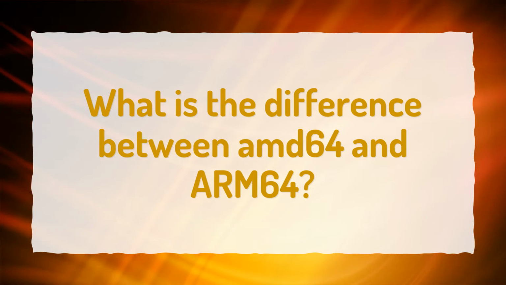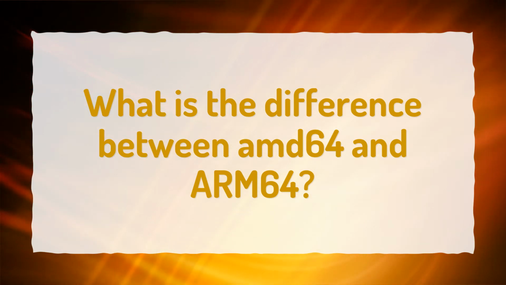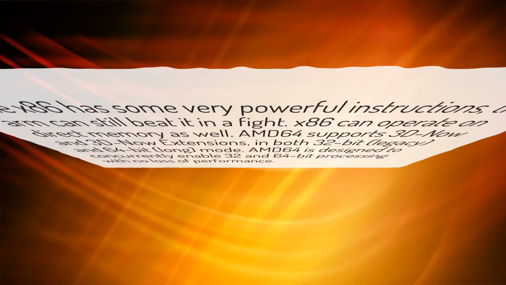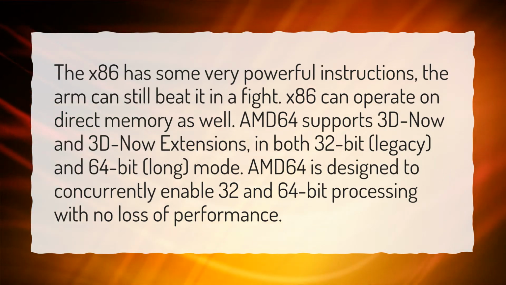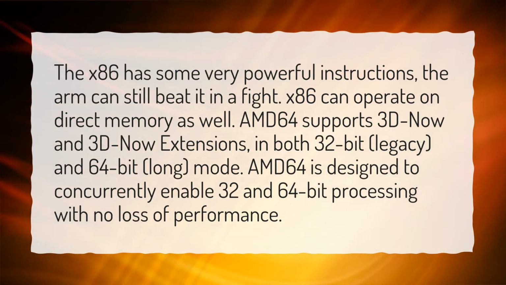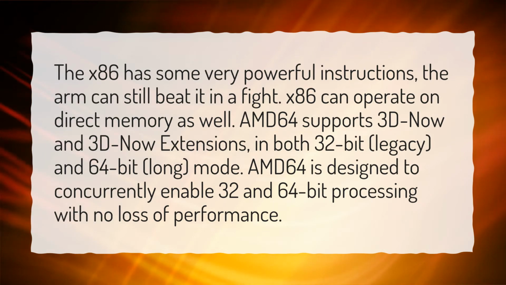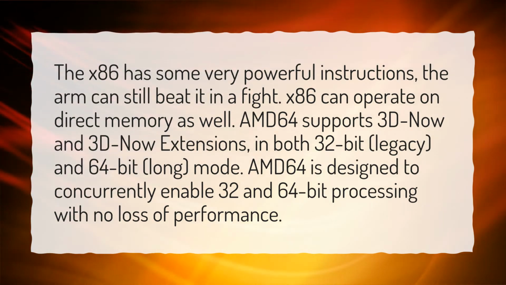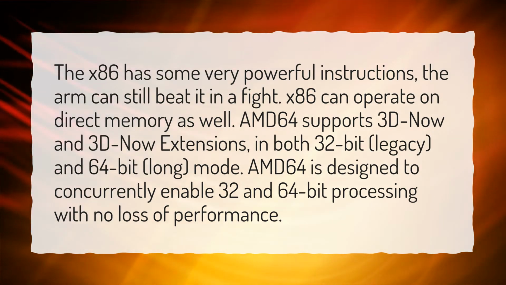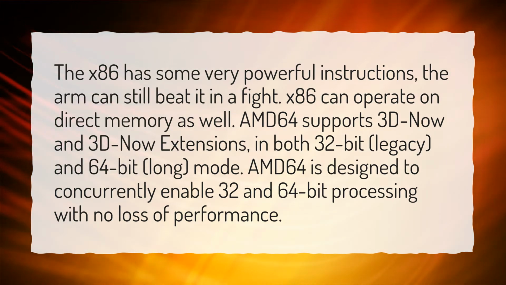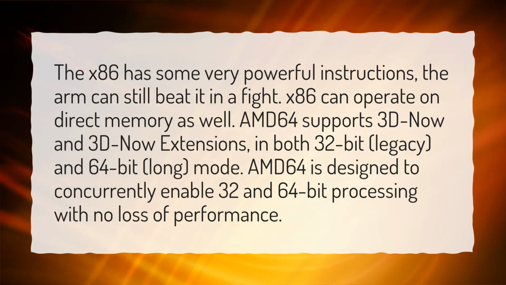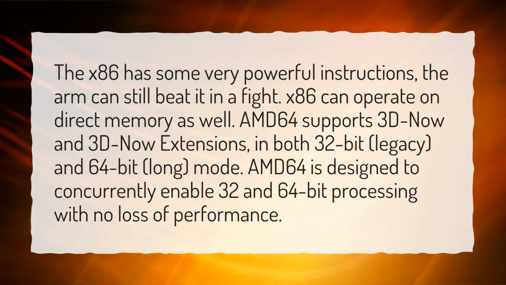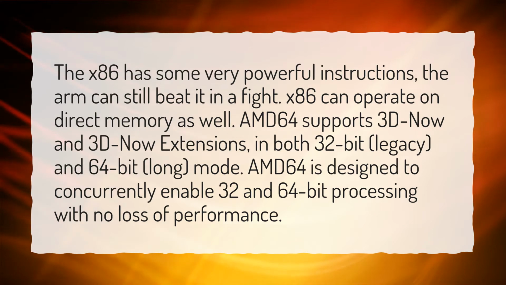What is the difference between AMD64 and ARM64? The X86 has some very powerful instructions. The ARM can still beat it in a fight. X86 can operate on direct memory as well. AMD64 supports 3D Now and 3D Now extensions, in both 32-bit, Legacy, and 64-bit, Long, mode. AMD64 is designed to concurrently enable 32 and 64-bit processing with no loss of performance.